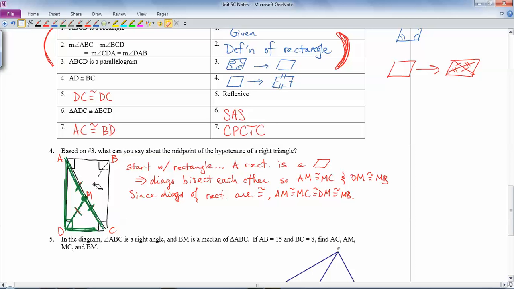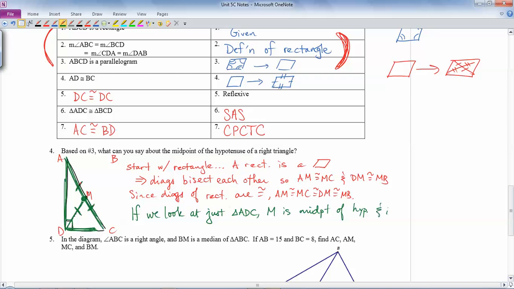So at this point, I'm just going to get rid of all of that. Okay. So if we just look at triangle ADC, M is the midpoint of the hypotenuse. And we know AM is the same as MC is the same as DM.